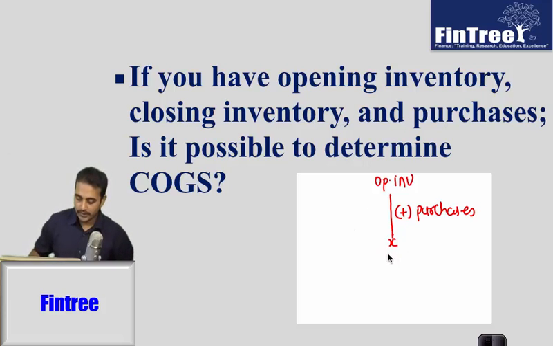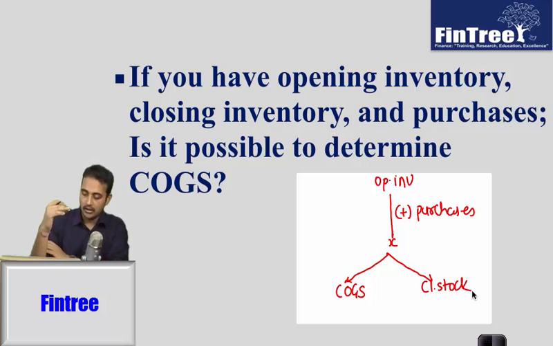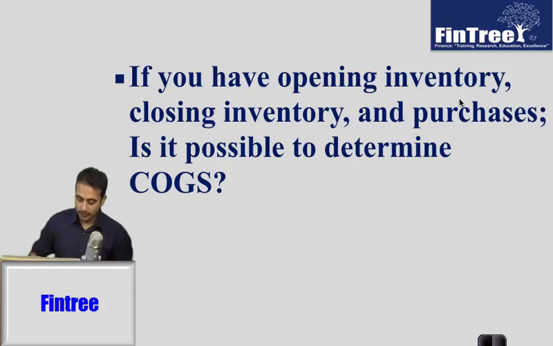And then we said two things can happen. Either that inventory is sold, and if it is sold, it becomes COGS, or it remains in your closing stock. So that essentially gives us four values, 2 above X, 2 below X. So we can say opening inventory plus purchases should be equal to COGS plus closing stock. And given any three values, we should always be able to find out the fourth one. Is that okay? So let's do a couple of examples on this.